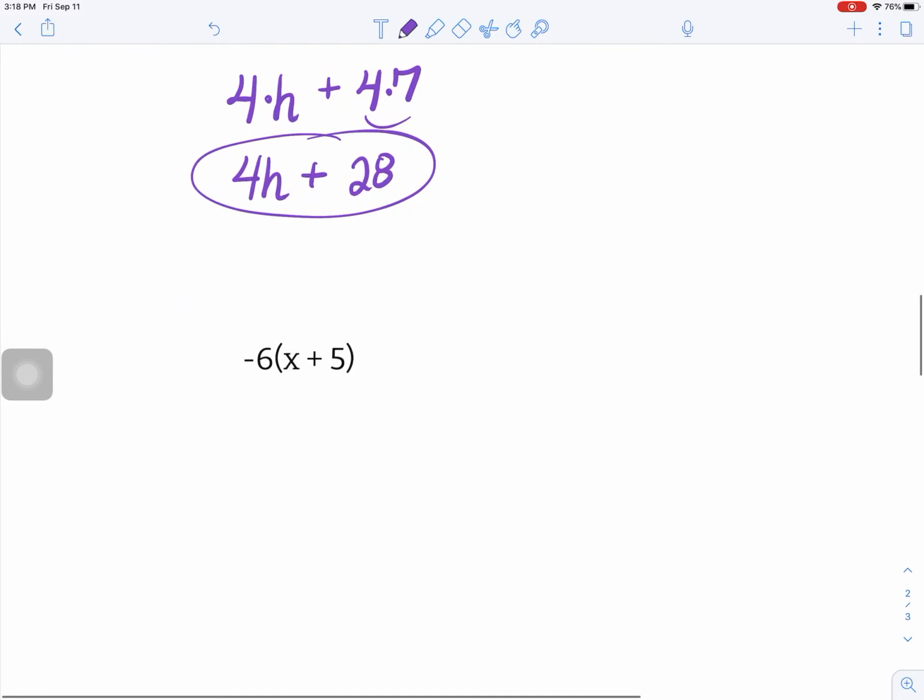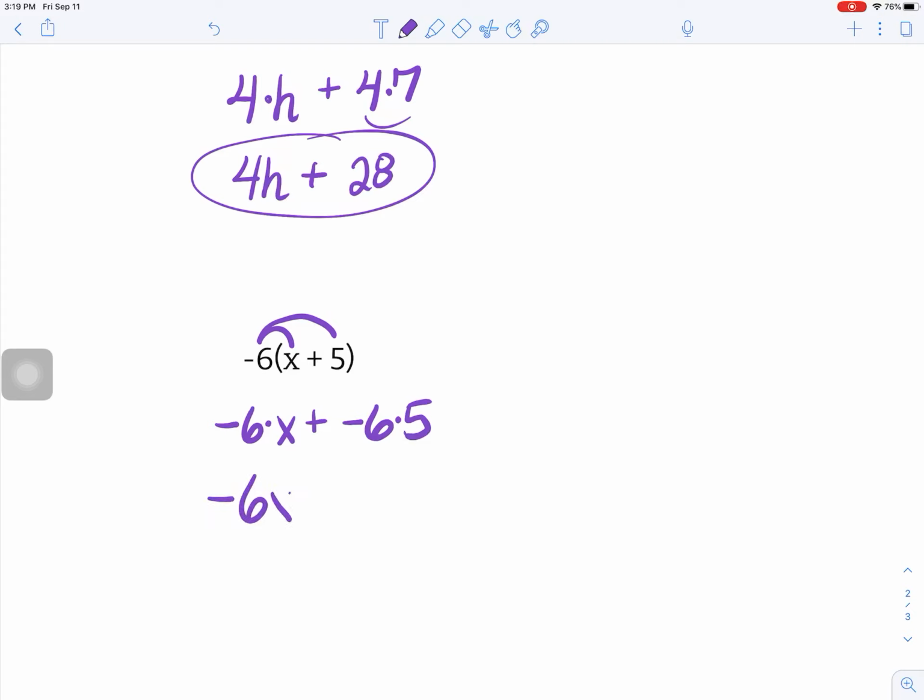Let's look at the next one. So negative 6 needs to multiply by both parts. So negative 6 times x, and then negative 6 times 5. We find our total by adding. Negative 6 times x is just negative 6x. Negative 6 times 5 is a negative 30. Simplified.